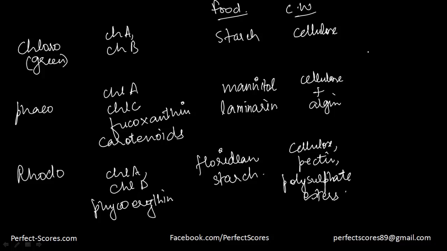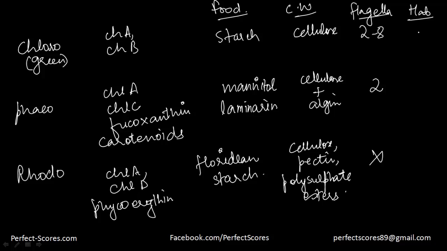So apart from this, the information about the flagella. In case of Chlorophyceae, about 2 to 8 of them are there. They are equal in length. In case of Phaeophyceae, about 2 of them that are unequal, and Rhodophyceae don't have any flagella at all. And the kind of habitat that they like to live in.